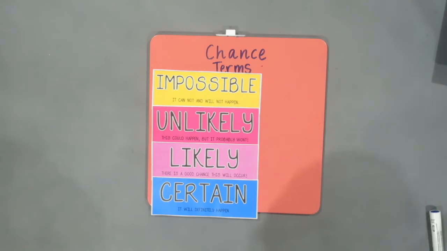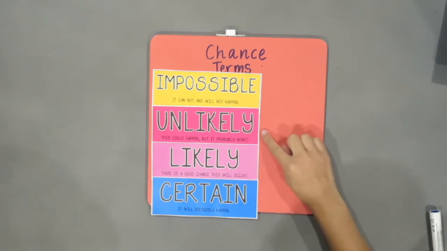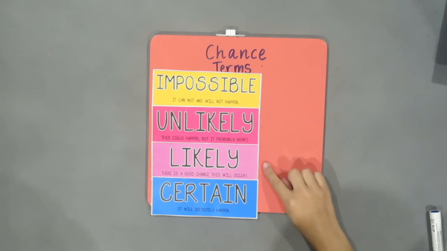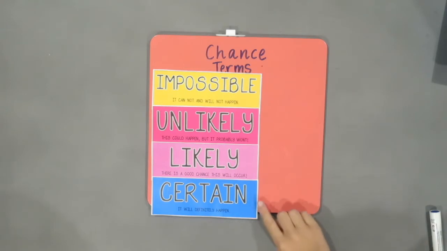Impossible. Something that is impossible is that I will grow wings tomorrow. That is impossible. Something that is unlikely. It could happen, but it probably won't. It would be unlikely that tomorrow half of my class won't come to school. Likely, it is likely that I will have an iced tea with my lunch. And certain, it is certain that the sun will rise in the morning.